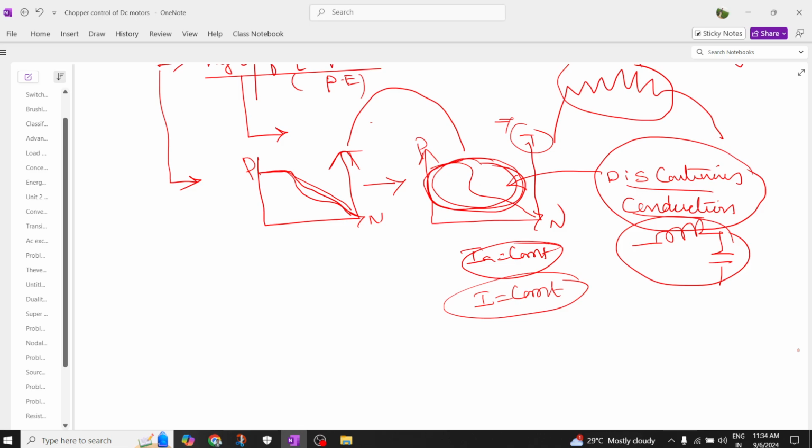Now we will discuss in detail the need for choppers. We have different types of control: class A, class B, class C, and different quadrants of operation. We'll discuss them one by one.